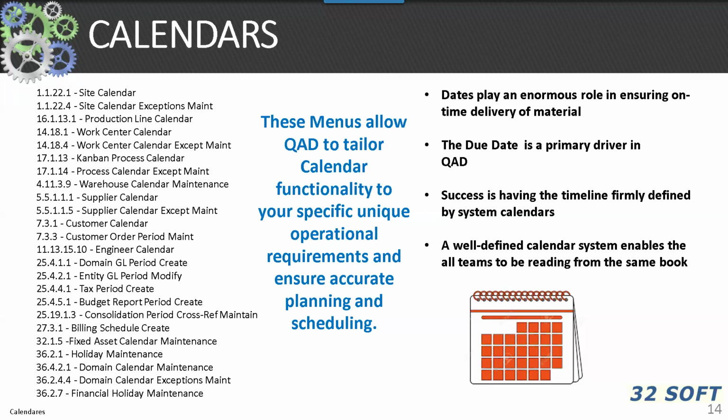Having production line calendars can show at a glance what's being worked on, what the factory has, when it was done, what's scheduled. The calendar connects the entire QAD system. Every transaction contains dates that imply action. That's what the system records. A well-defined calendar system enables all the team members to be reading from the same hymnal.